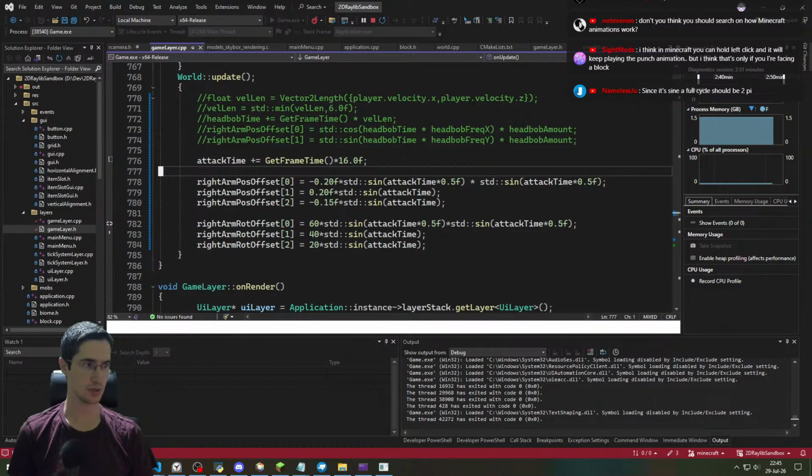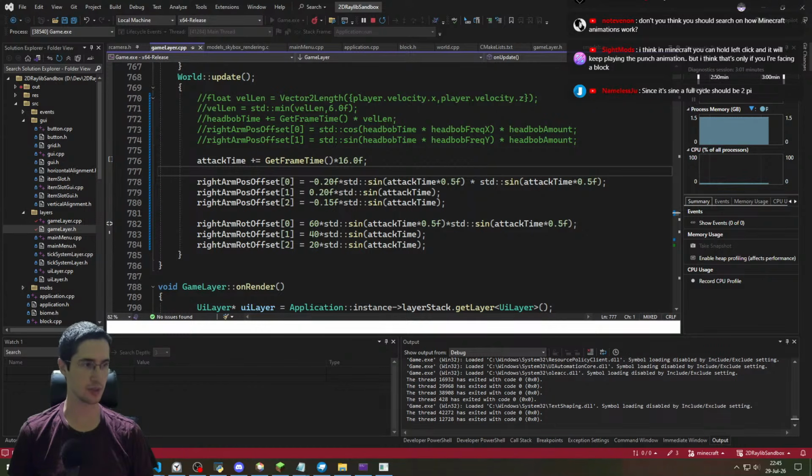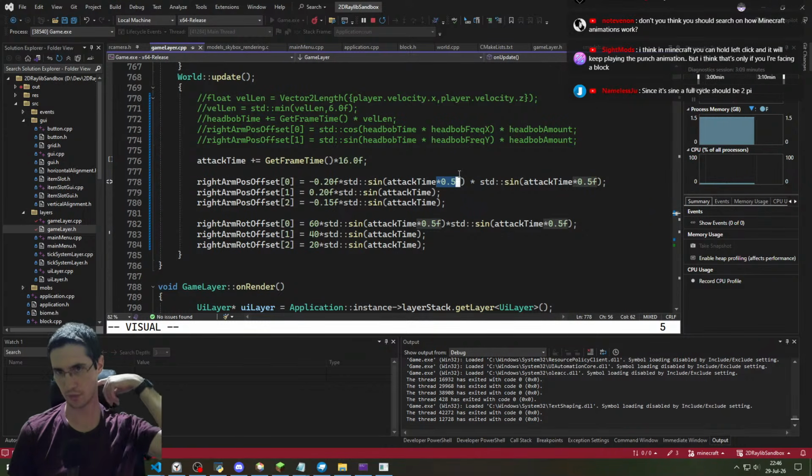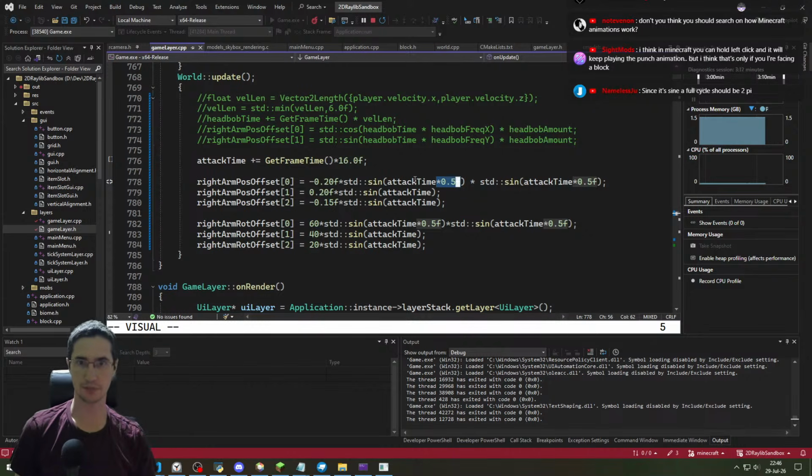Don't you think you should search on how Minecraft animations work? I think in Minecraft you can hold left click and it will keep playing if you are breaking something. 2 times pi. Yeah, but here we're dividing by 2.